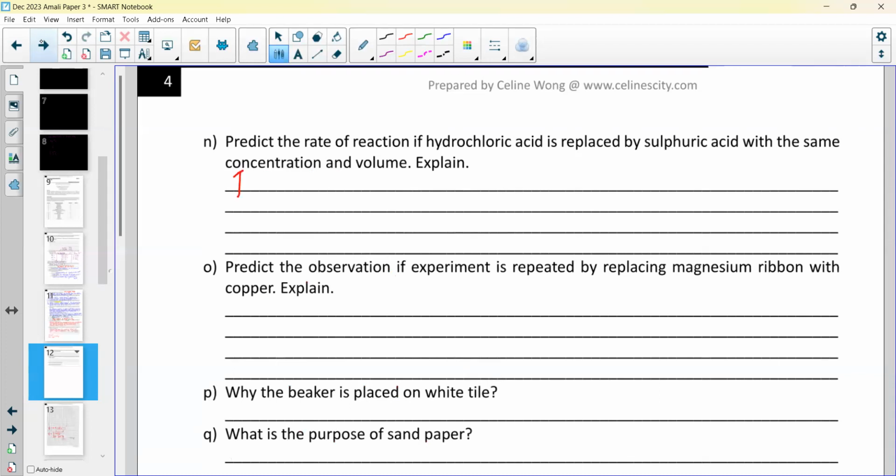Rate of reactions increases. Why? Sulfuric acid has more hydrogen ions than hydrochloric acid. Can you mention what is the difference between HCl and H2SO4? HCl is a what acid? H2SO4 is a what acid? Hydrochloric acid is monoprotic acid, sulfuric acid is diprotic. Very good. Increase, then you can mention that sulfuric acid is a diprotic acid.